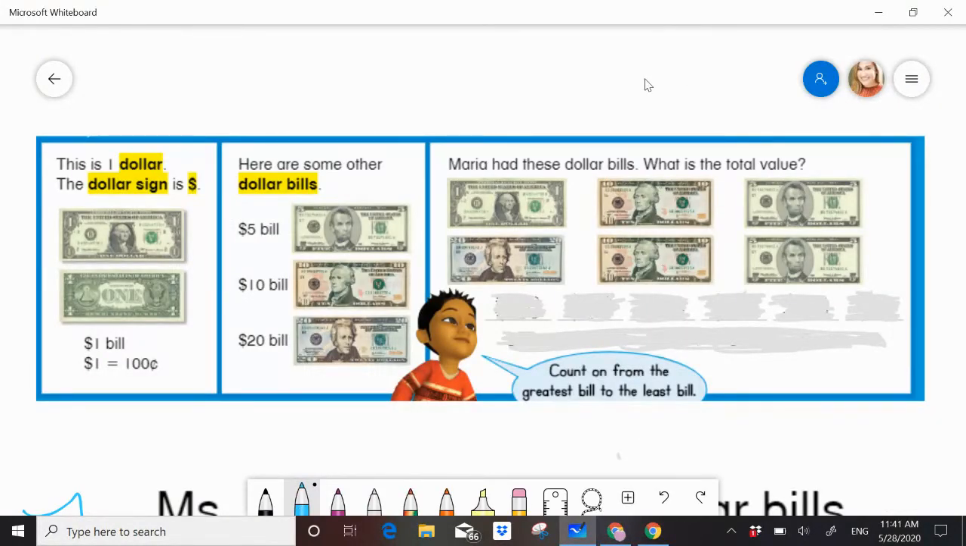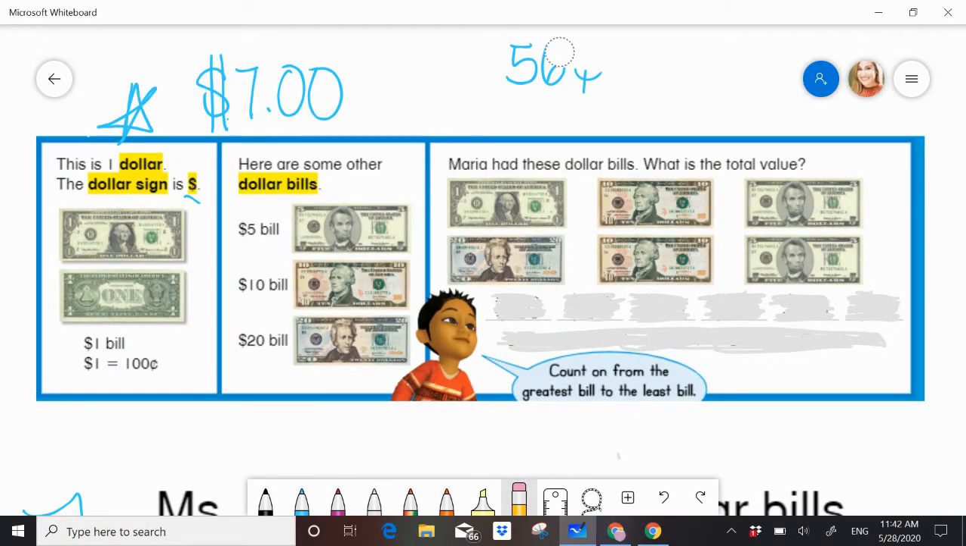This is $1. So right here is $1. The dollar sign is the little S with two lines going through it. We put the dollar sign before the dollar amount. So if I have $7, I put the dollar sign before that. Now differently, the cent sign, if I had 56 cents, just to keep in the back of your mind, I put it after. So that's just a little tidbit to keep in your brain.